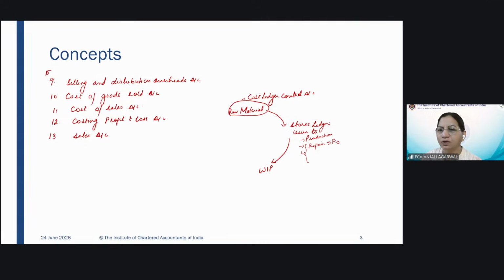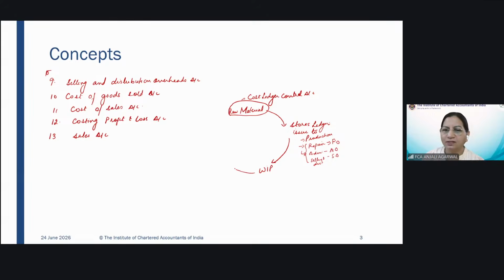If it is issued to the office or administration department, you will call it administration overheads. Your journal entry will be WIP debit to stores for direct material. For any indirect material, it will be production overheads to stores or administration overheads to stores. Or if it is issued to the selling and distribution department, maybe some cartons or something, then you will call it selling and distribution overheads debit to stores ledger control account.